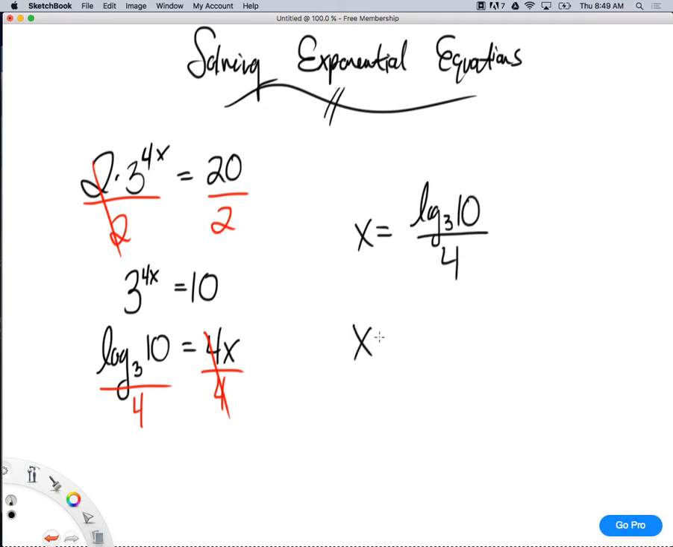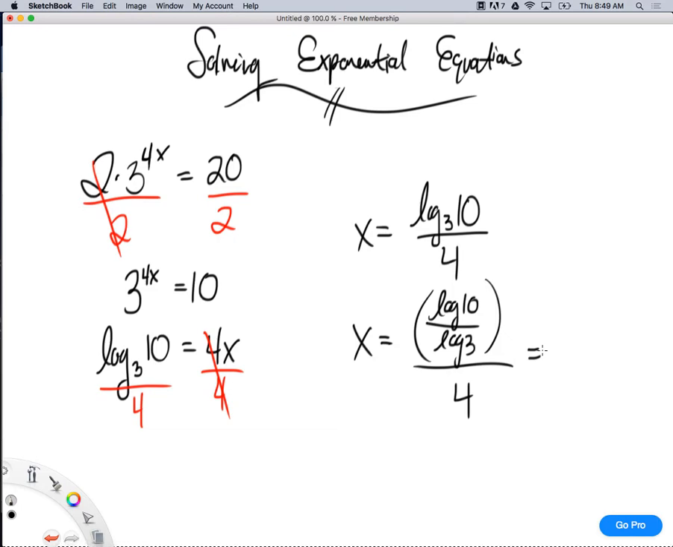I can't do that in my calculator, so I have to use the change of base. It becomes log of 10 over the log of 3. I'll do that in my calculator. Once I get the answer, I then divide that by 4. So I do the log of 10 divided by the log of 3, hit enter, and then divide that by 4. And I end up with 0.524. That's solving exponential equations.